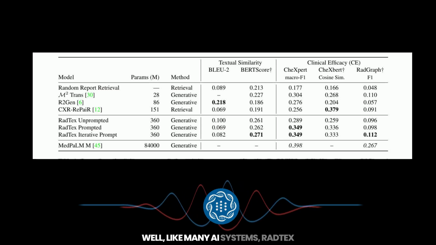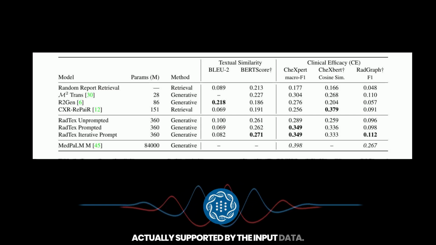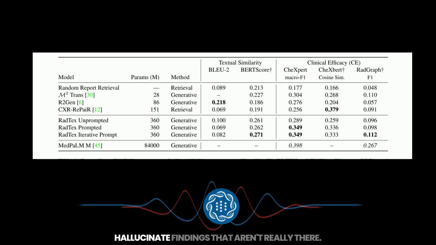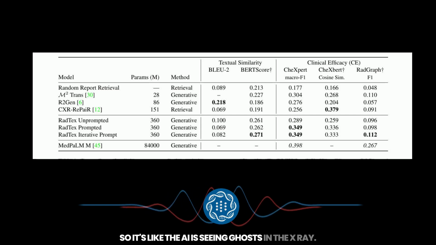So what sort of challenges are we talking about here? Well, like many AI systems, RadTex can sometimes generate outputs that aren't actually supported by the input data. In other words, it can sometimes hallucinate findings that aren't really there. Oh, that's a little unsettling. So it's like the AI is seeing ghosts in the X-ray.